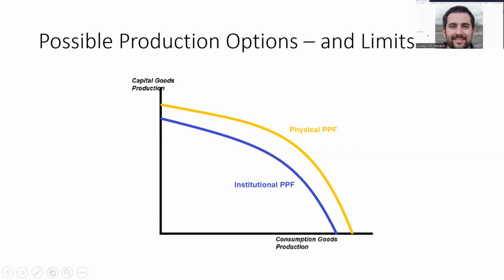Every country has this. Some countries have institutions which allow a more efficient use of all of their resources. And so those countries that are best in their institutions have an institutional production possibility frontier that's almost as great as their physical production possibility frontier, what they're actually able to produce. Now, I'll give you an example.